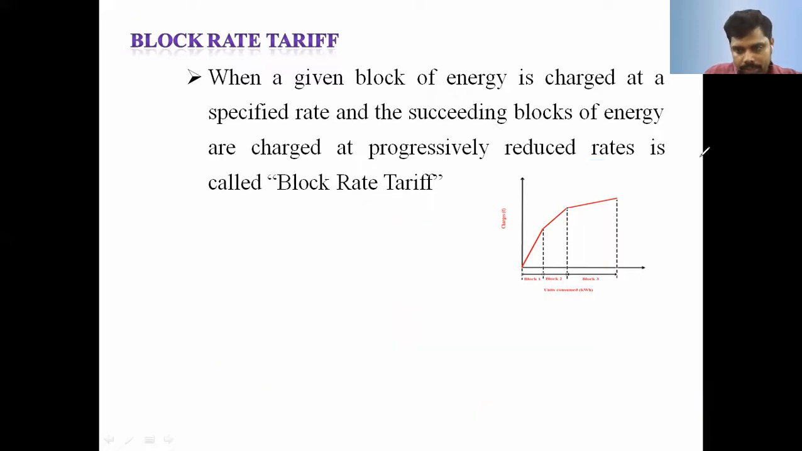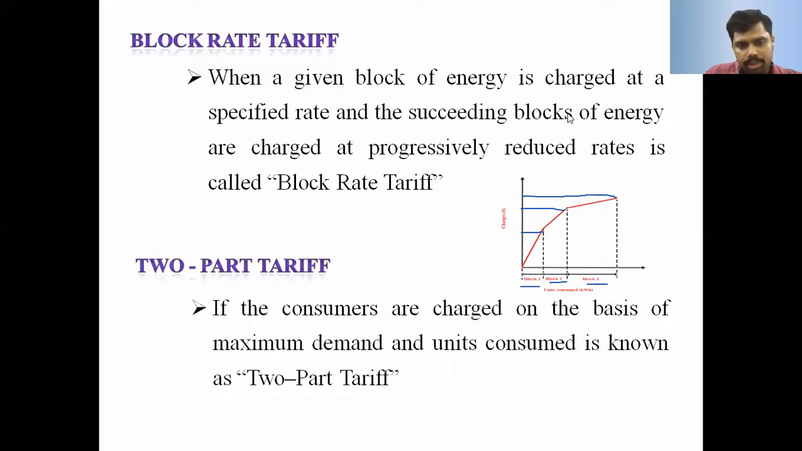You can see here the succeeding blocks: block 1, block 2, block 3. The first block they are charged at one rate, and in the second block the cost is minimized, and in the third block the cost is reduced again. The x-axis is taken for the number of units consumed. For the succeeding blocks, the cost is minimized. The next, the fourth one, is two-part tariff.